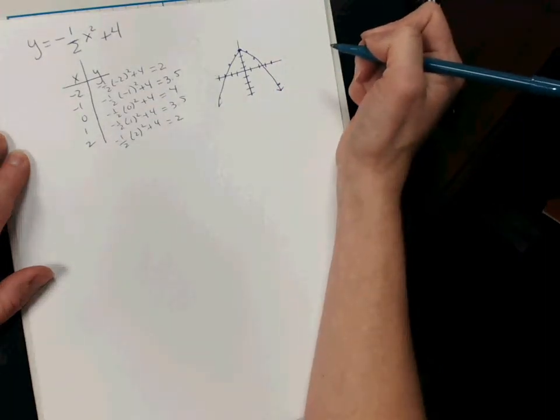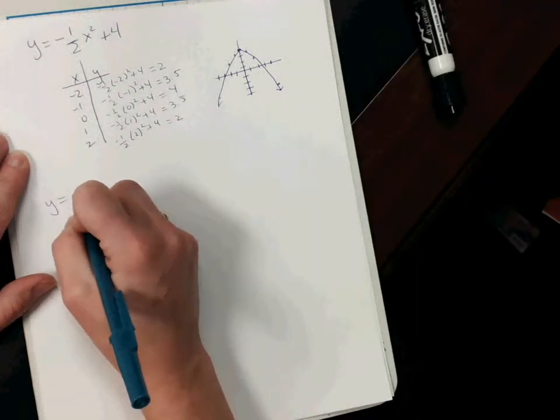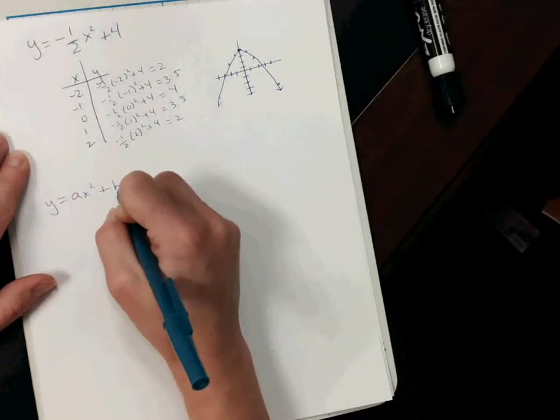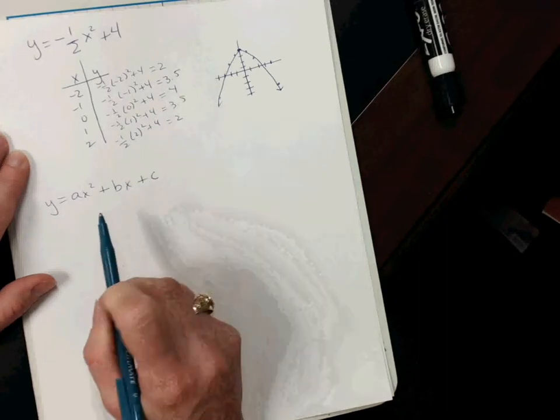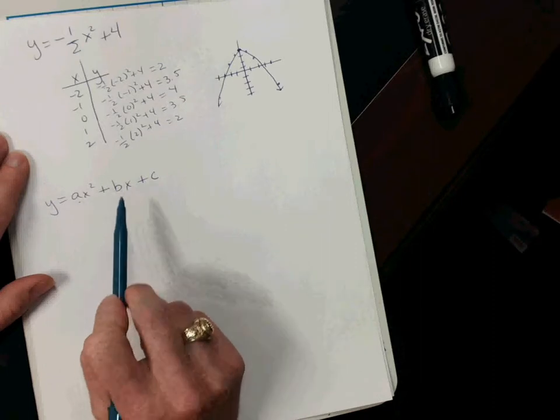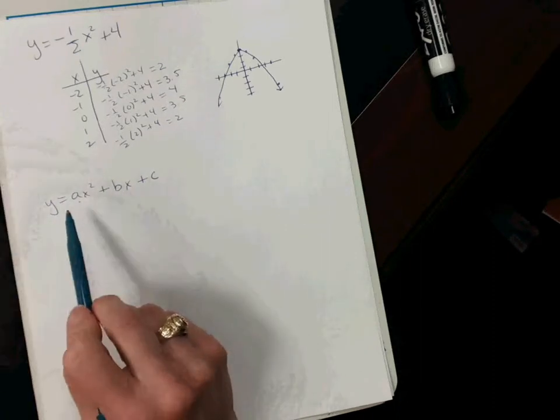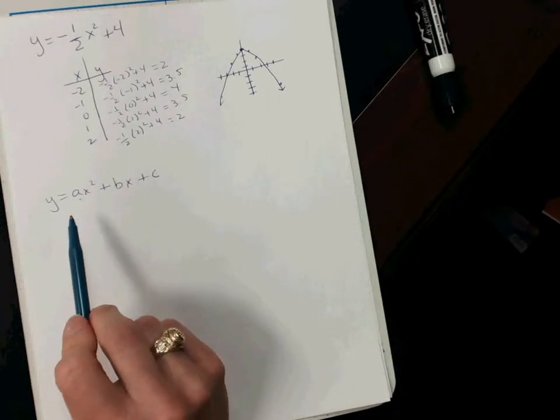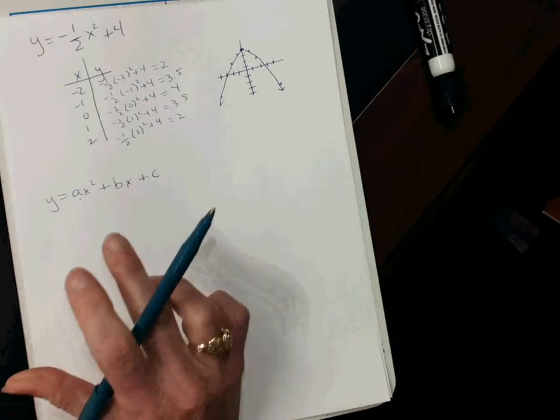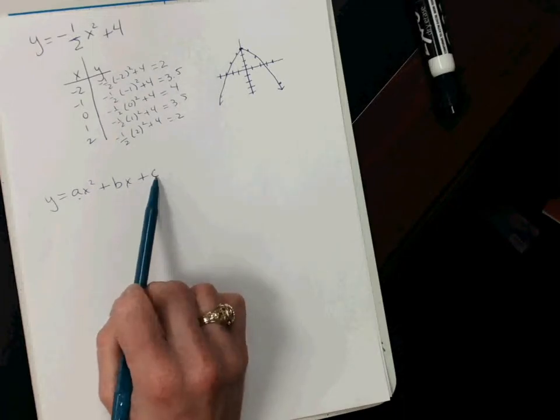Okay, now what if we have that b value? We said that our standard form was ax squared plus bx plus c. Now a tells you which direction you're going. If a is positive, it's going up. If a is negative, it's going down. If a is a large number, it's going to be very steep. If it's a small number, close to 0, it's going to be very wide. Your c gives you your y-intercept.